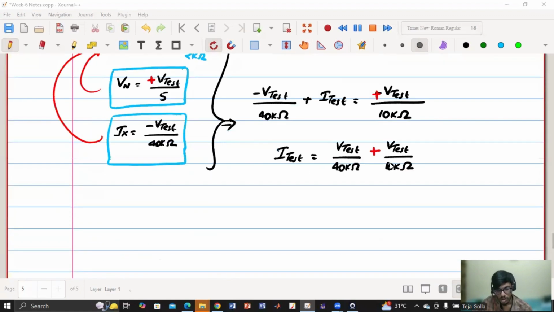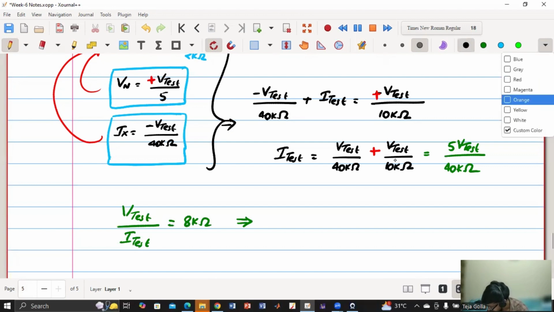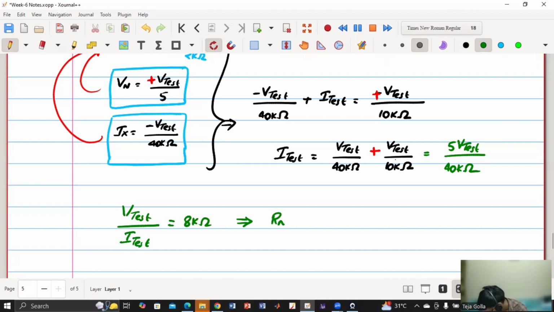Yeah. So now if you add this, what we'll be getting? I'll be getting 5 V test by 40 kilo ohm. So now I need V test by I test, which is 8 kilo ohm. So that implies R Norton equals 8 kilo ohm.